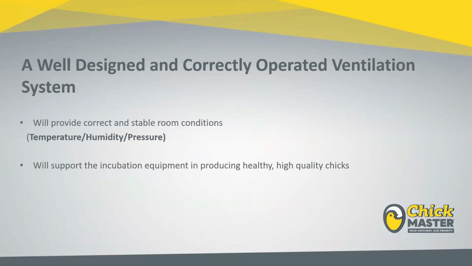A well-designed and correctly operated ventilation system will provide correct and stable room conditions: temperature, humidity, pressure. That's your goal with any ventilation system. And then you want to make sure that it will support the incubation equipment in producing healthy, high-quality chicks. That comes from providing an environment that allows the machine to operate consistently without being stressed, in other words, without having to heat extensively or cool extensively. Anytime the machine is having to overwork, it means you probably have signs of lack of ventilation control.